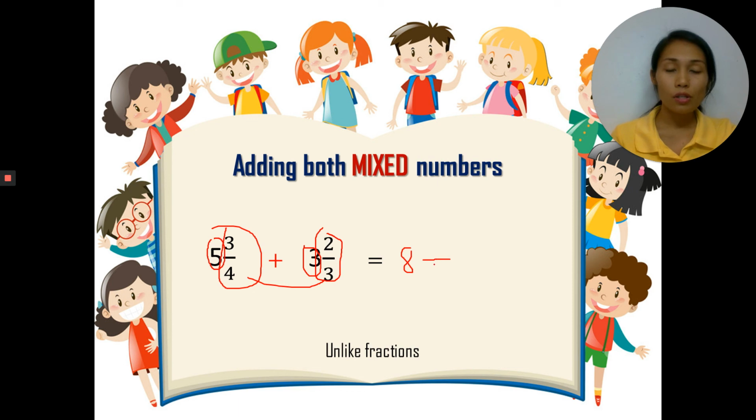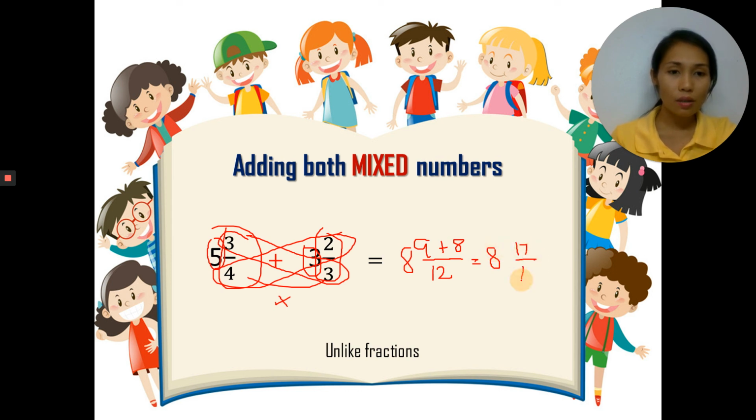The cross multiplication method. 4 times 3 equals 12. Now that's our denominator. Now for the numerator, let's cross multiply. 3 times 3 equals 9, plus 2 times 4 equals 8. Now whole number, copy the whole number 8. 9 plus 8 equals 17. Denominator is 12. Now you see the numerator is bigger than the denominator. So that means it's an improper fraction. We need to convert 17/12 to a mixed number.